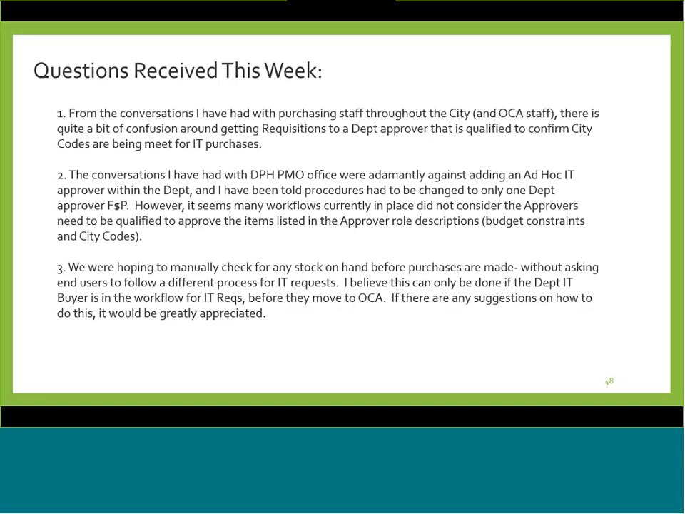And I think this next one is kind of similar. We're hoping to manually check for any stock on hand before purchases are made, without asking end users to follow a different process for IT requests. I believe this can only be done if the department IT buyer is in the workflow for IT requisitions before they move to OCA. So I think, isn't there a way to add the department IT? Is there a way to add an ad hoc approver?